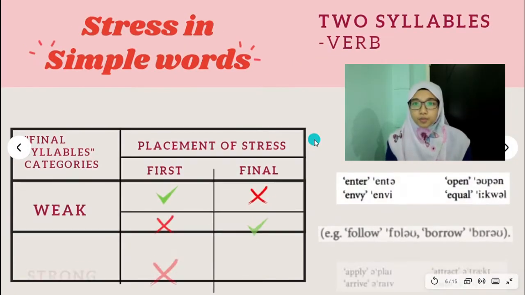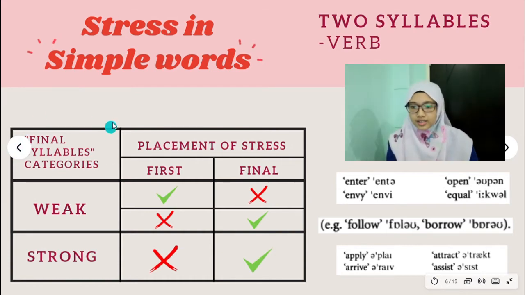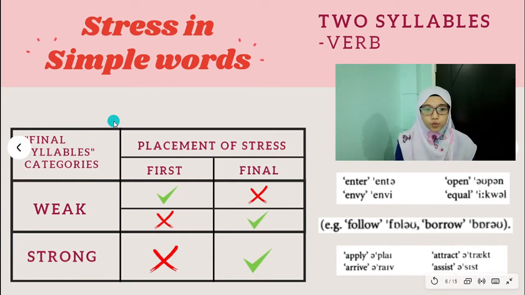Okay, stress in simple verbs with two syllables are explained in this table by using the final syllable as the key point. Let's see the table one by one. Okay, if we see right here, when the final syllable category is weak, then the placement of stress will be on the first syllable rather than the final syllable. The words into this category are enter, envy, open, and equal.